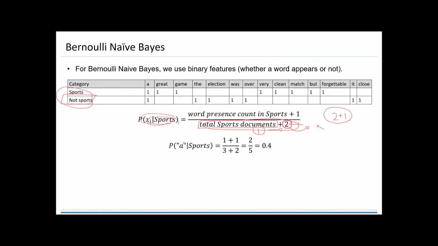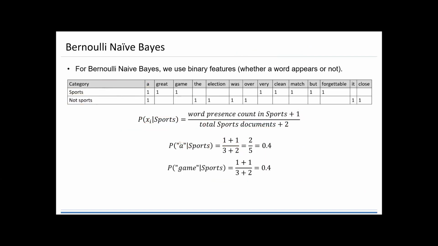So let's say I want to know the probability of A in sports. Because there is axis A, we just put the plus 1 and divide by the total sports documents. So there are 3. Previously we have 5 corpus, and 3 of them are sports and 2 of them are not sports. So there are 3 documents plus 2. So the probability of A in sports is 0.4.